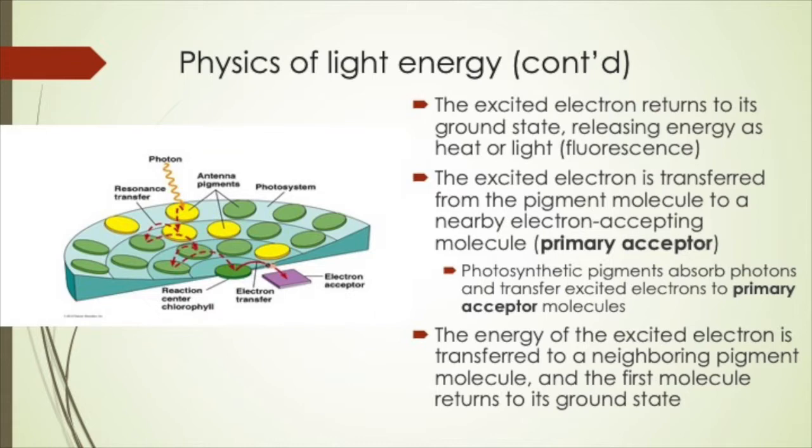Also, in the physics of light energy, we have where the excited electron returns to its ground state, right? It releases energy as heat or light. We kind of talked about this before, right? And this is known as fluorescence. Some type of light, some type of heat is just released, right? That's always the case. Whenever you have a transfer of energy from one state to another, as we talked about before, it's going to be released as heat.